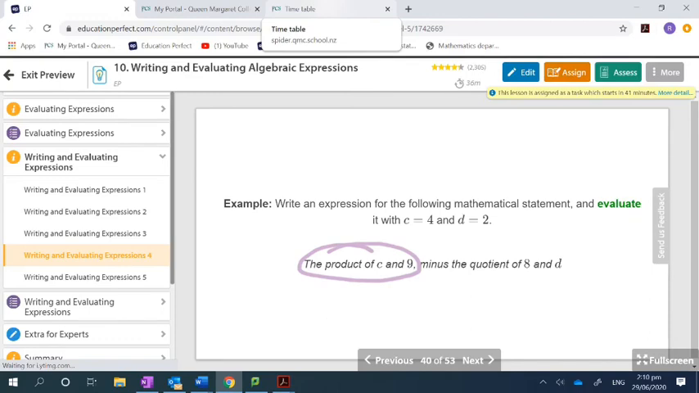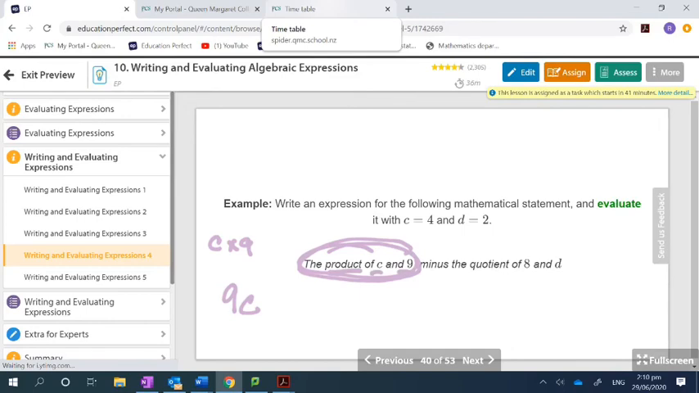So it says the product of C and 9, so we know product means multiply. What do I get when I take C and multiply it times a 9? So what is C times 9? 9C. Come on, guys. You answer the questions when it's your turn.